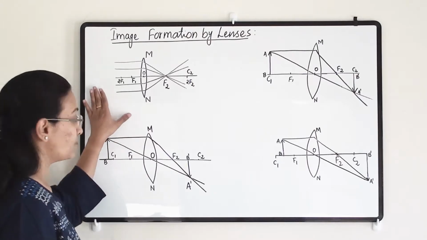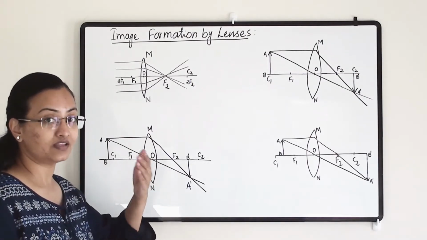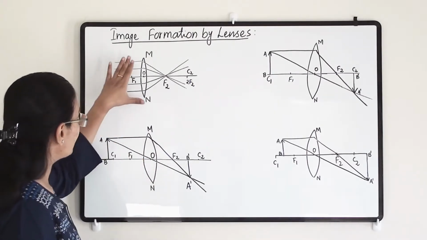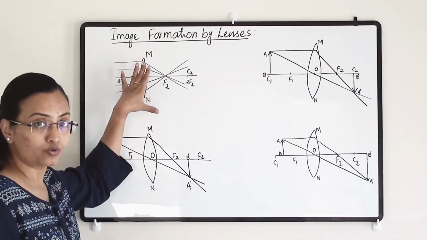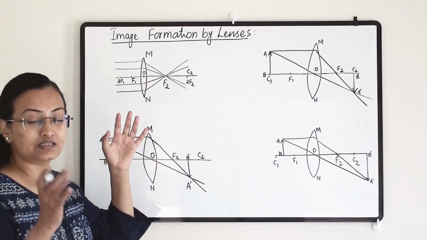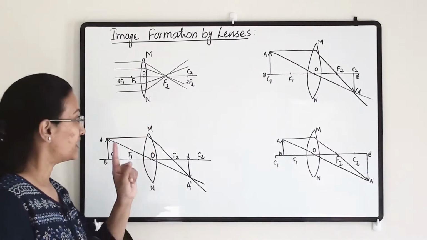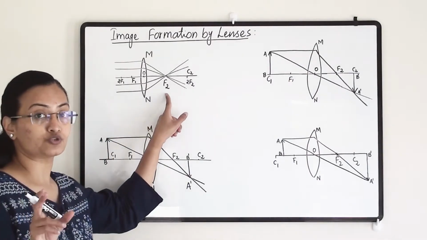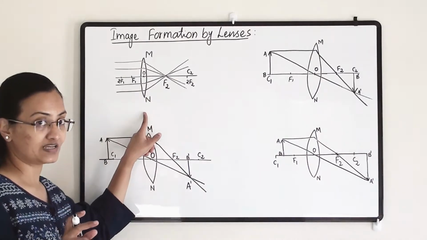So first case, which we have already discussed in that video: when parallel rays are falling on the convex lens, it shows the converging action, that it collects all the rays at one point, and that point is going to be the focus point of the convex lens.